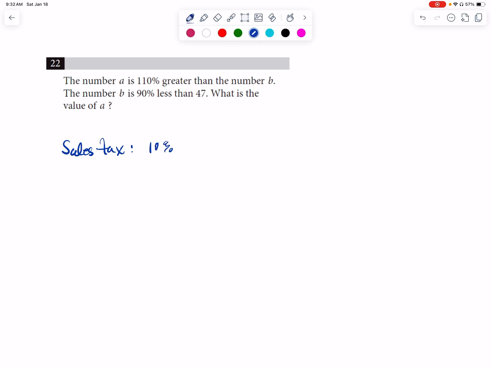Well, it means if I have an item that costs, let's say, $50, they have to take 10% of that, and 10%, of course, means 10 out of 100, or per 100, which reduces to 1/10, which is, of course, 0.1. So I'm going to multiply this by 0.1. But whenever I do, this is not the final cost of my item, this $50 item. I have to add that back to the original price, the original $50.